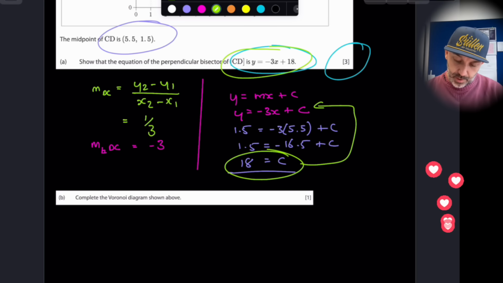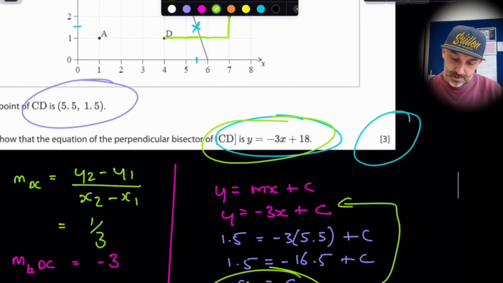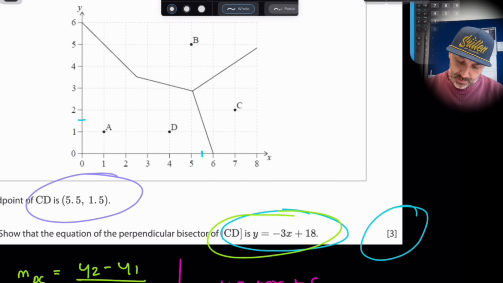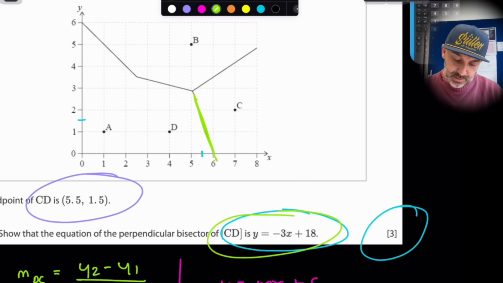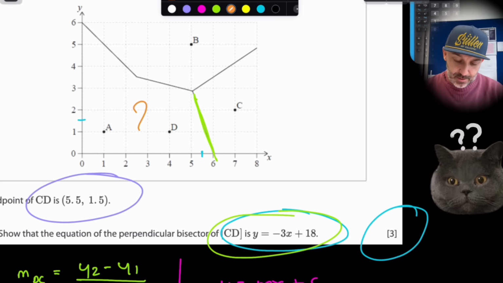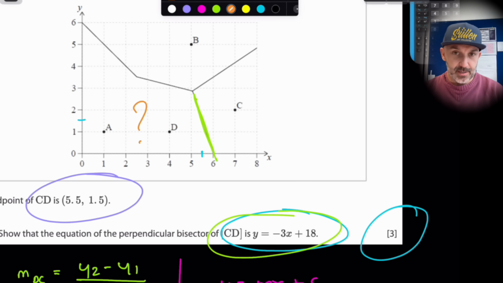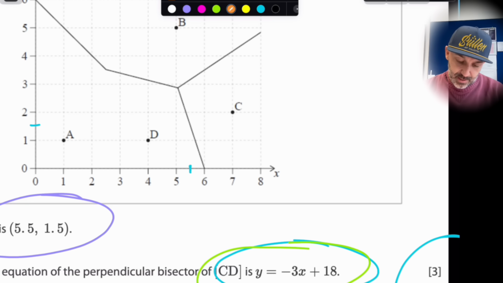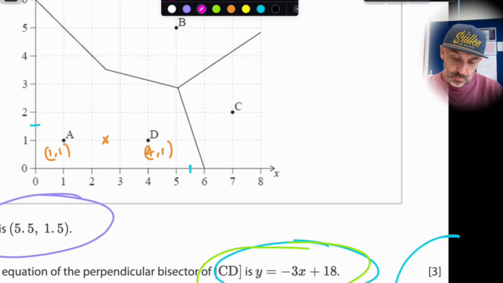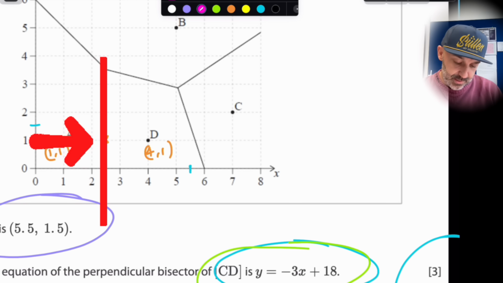So now, complete the Voronoi diagram. We have found CD, which will be one of the edges. But we can also see that there is another edge that is missing. If you can spot it, it is AD. There is no perpendicular bisector between A and D. So let's look at AD, and we can see that there must be a midpoint of AD. We can see that this has coordinate (1, 1), and this has coordinate (4, 1). So we can say that the midpoint is (2.5, 1). So we will have a perpendicular bisector that simply goes through that point.